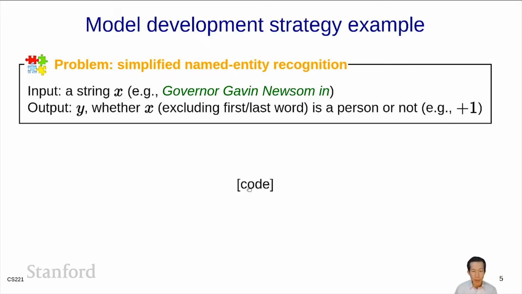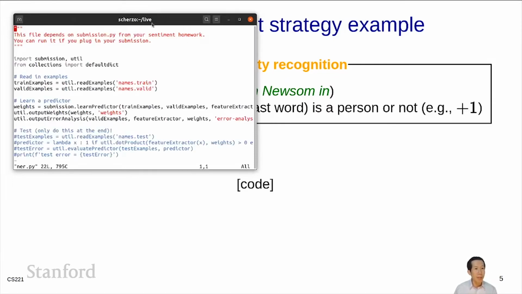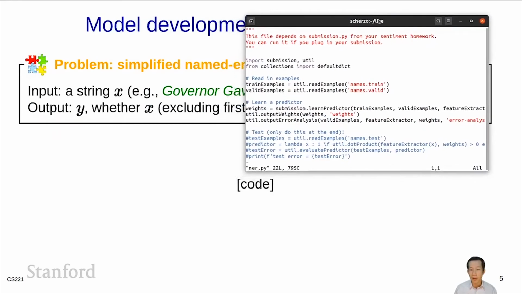Okay, so now I'm going to code this up. So we have ner.py. This is a file that we're going to use. And this file actually depends on submission.py and util.py from your sentiment homework. So if you have that, you can plug it in with this code and see it in action for yourself. So let me just walk through this.